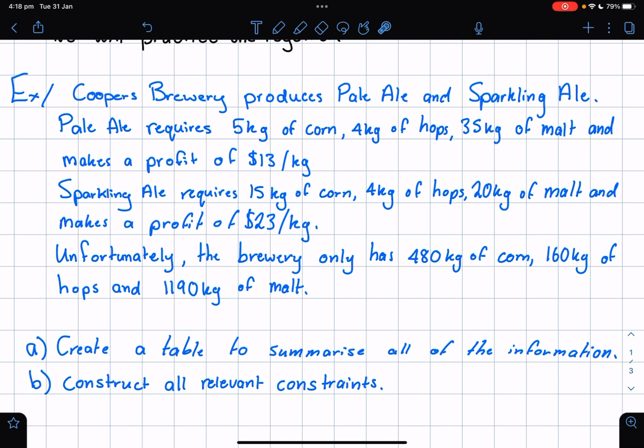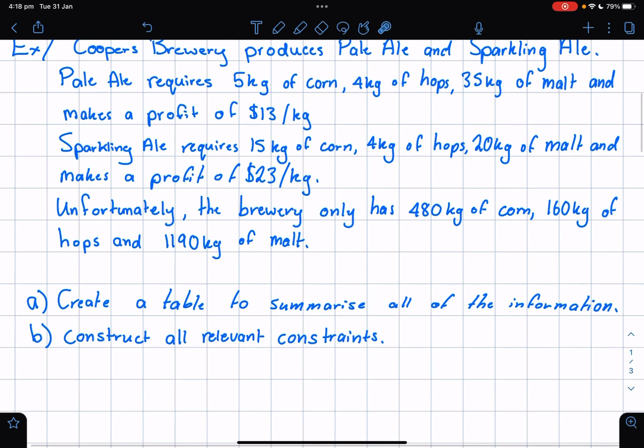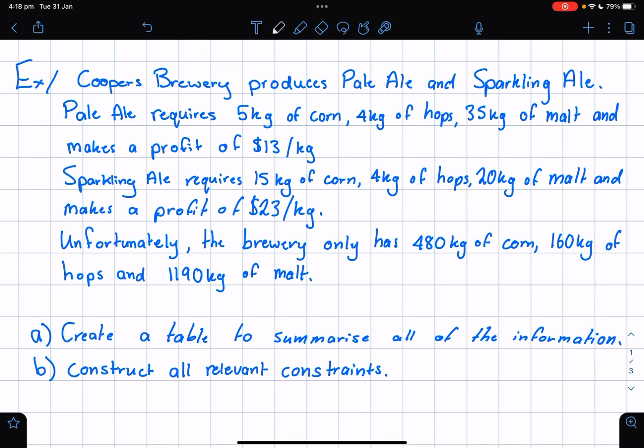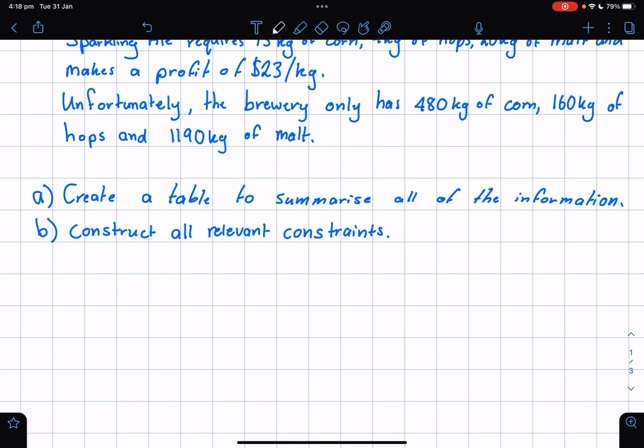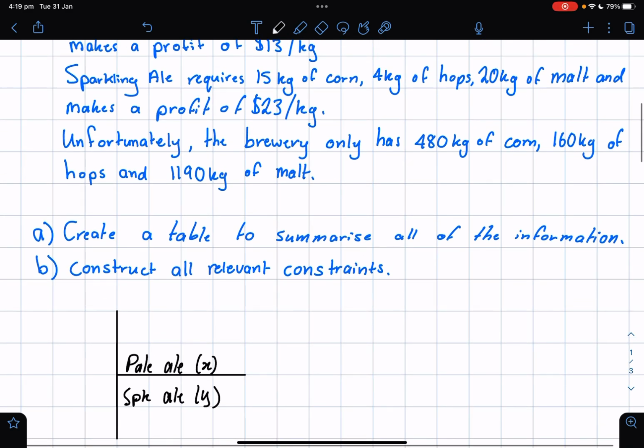So step one is identifying your variables, so your X and Y variables. Now there's only two of them, so quite clearly in this case it's pale ale and sparkling ale. Okay, they're my X and Y. So let's put those here. So pale ale, and that's X, and I'll write sparkling ale as Y. All right, so they're my two variables to start with.